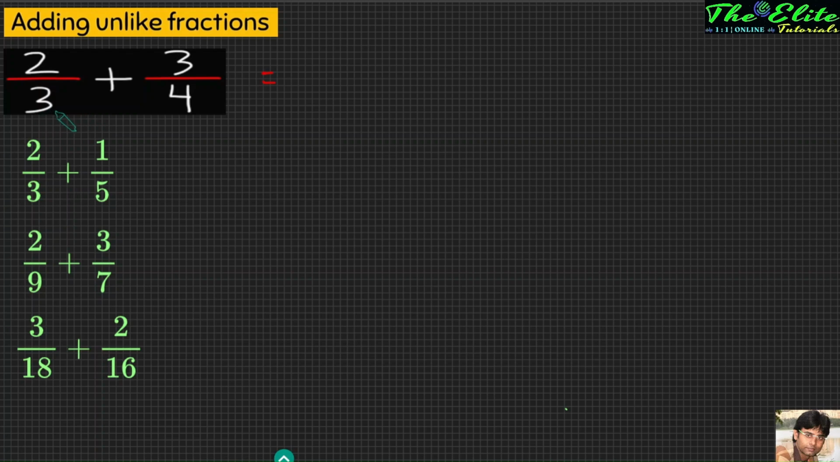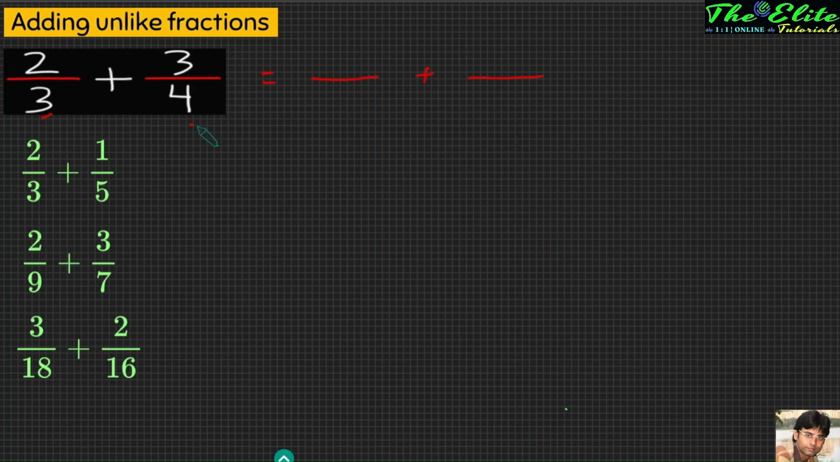Converting the fractions, or writing the equivalent fractions of the given fractions with the common denominator, should be your goal. It means the denominator here is not going to stay 3 if you convert this into an equivalent fraction. Likewise, the 4 here will not be 4 if you write the equivalent fraction.